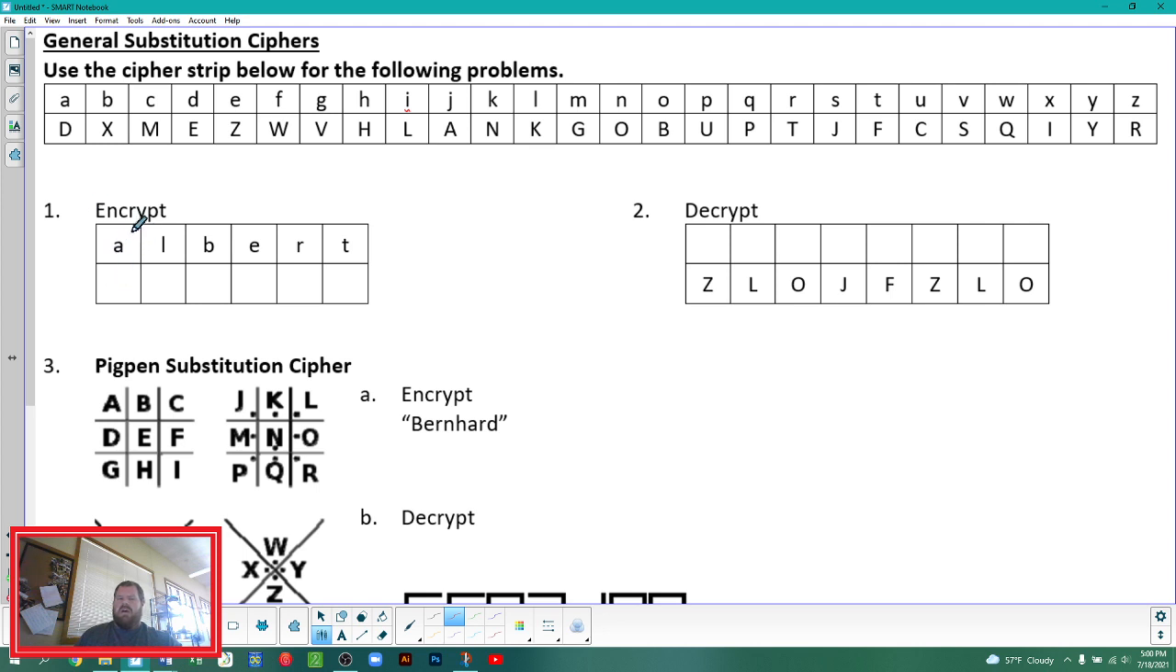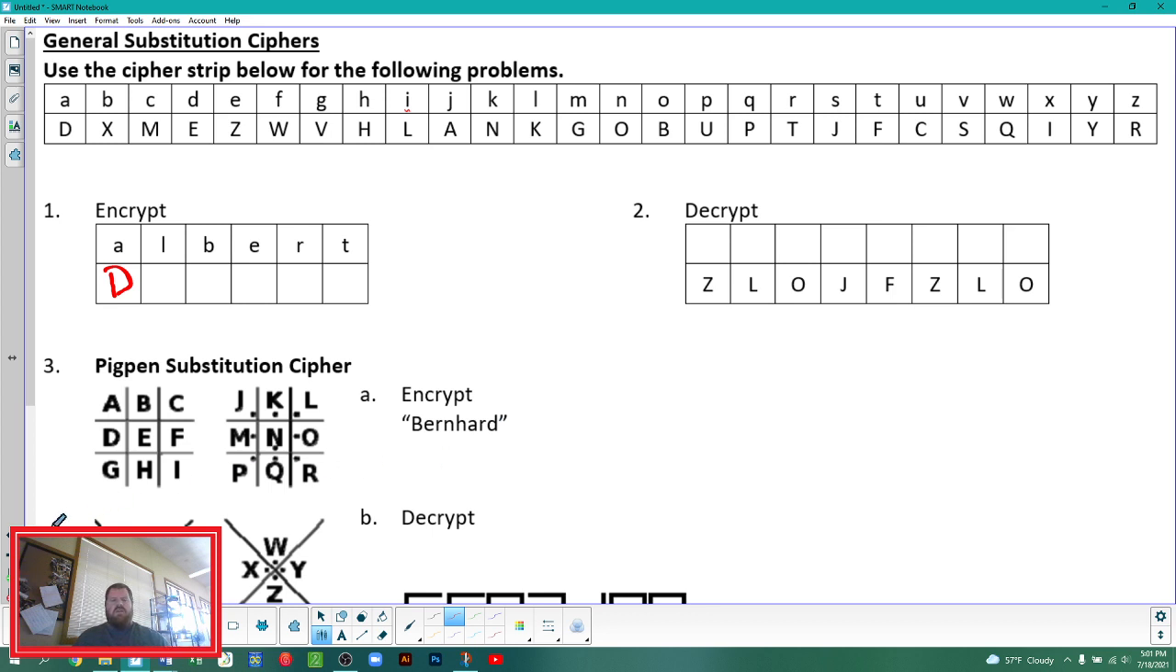The encryption of Albert starts with A, which becomes D. I know that may look like something else, but it is the letter D. So again, go and pause the video here. Try these 3 problems. When you're done with these 3, push play again and get back to where we are.